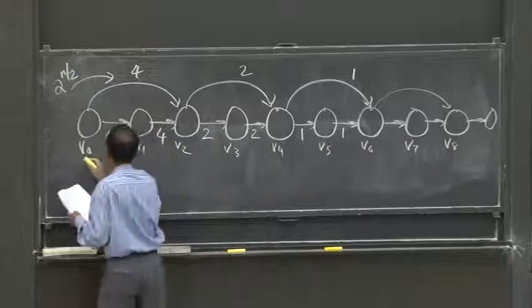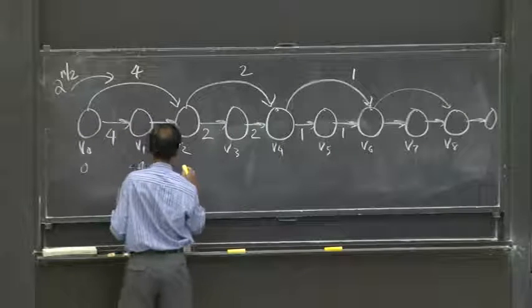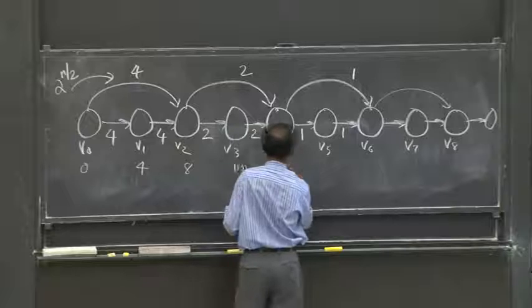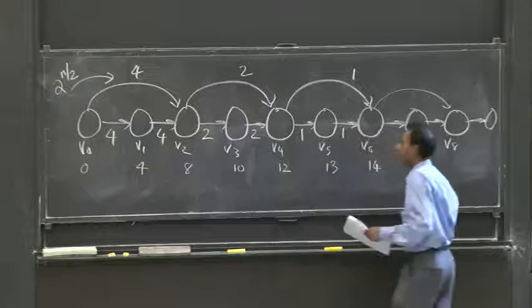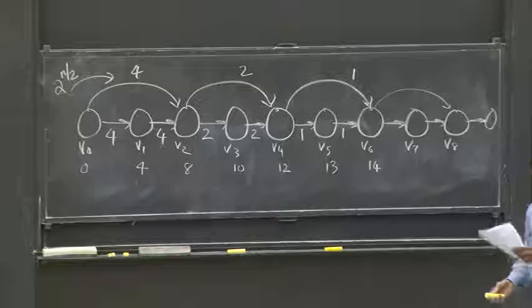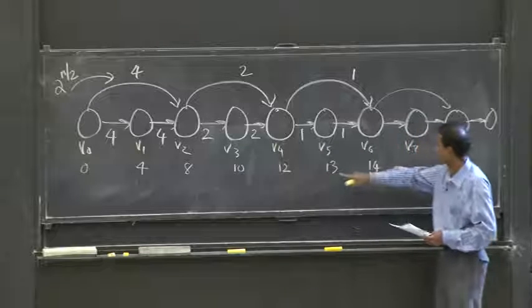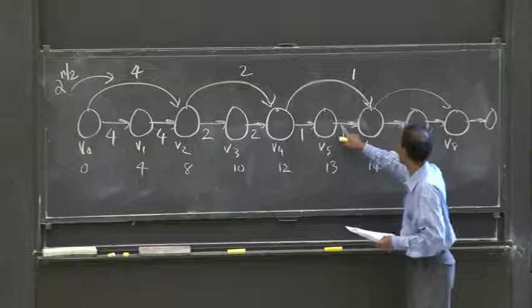This starts with a 0, and this is a 4, because I get there with 4. This one is 8, and this is 10, and this is 12, 13, 14, okay? And that's the initial pass. That's the selection. What ends up happening is that you can now relax this.